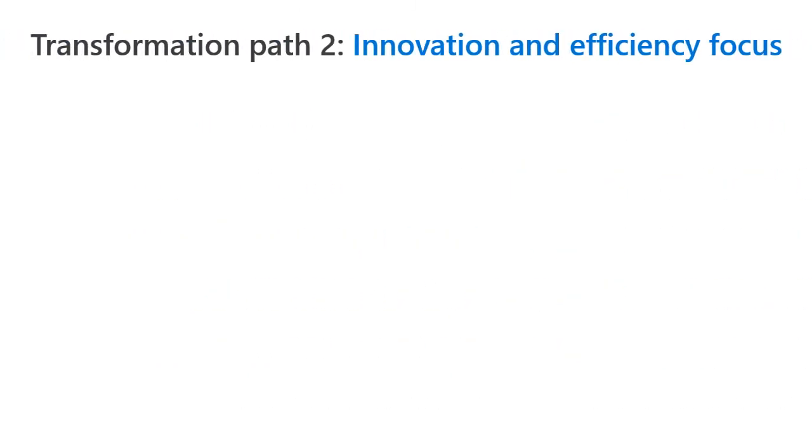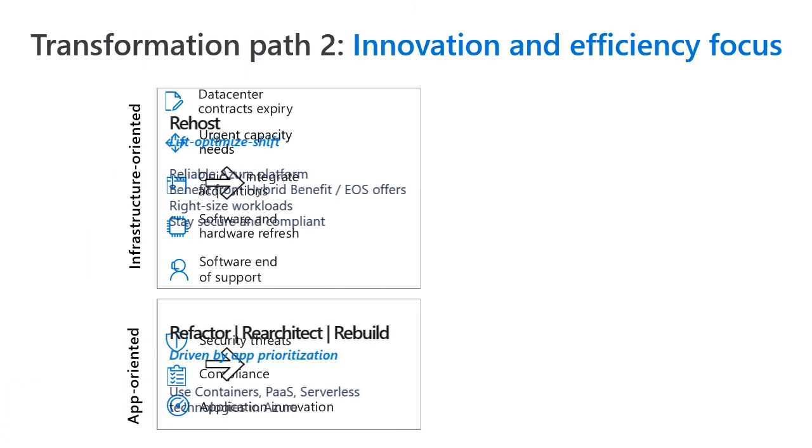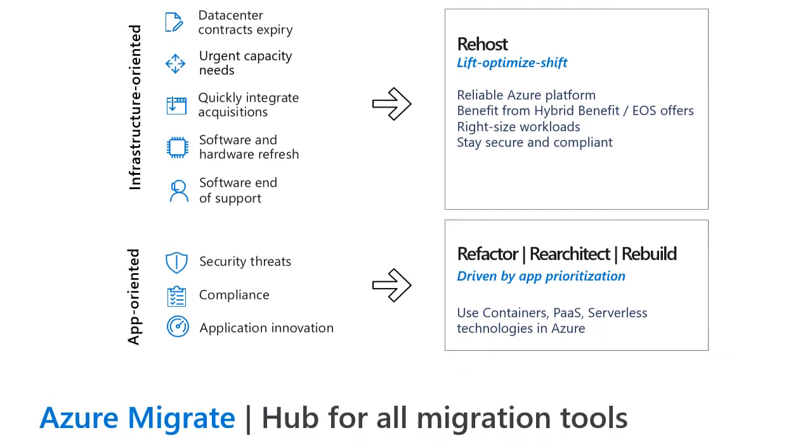The second type of transformation path is more innovation and efficiency focused. So these are some of the reasons why you want to move out. What you want to do is do it at the same time. So you rehost your virtual desktop environment into, say, WVD on Azure while doing refactoring, re-architecting, and rebuilding at the same time.